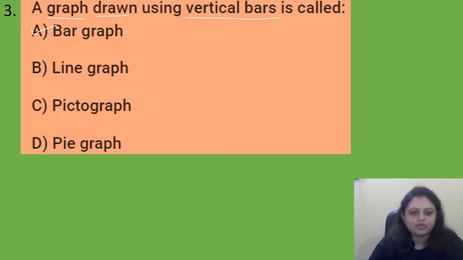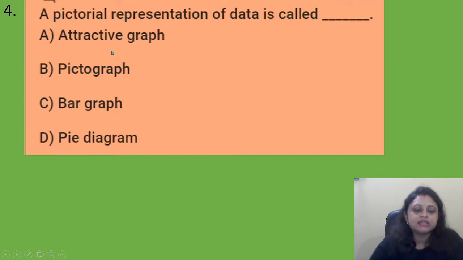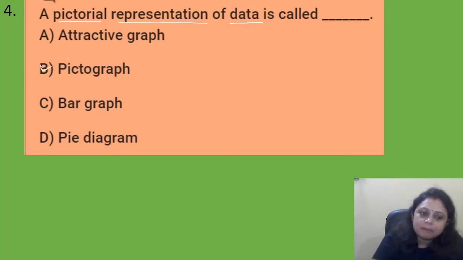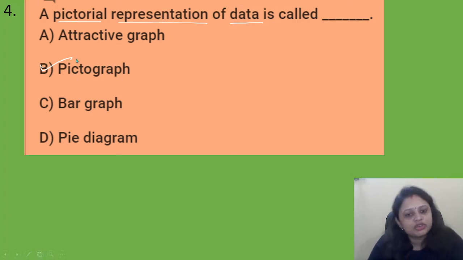Okay, coming to the next question, a pictorial representation of data is called dash. Option A, attractive graph, B, pictograph, C, bar graph, D, pie diagram. So in that question it is asked, a pictorial representation of data is called, yes, pictorial representation of data, that is the pictograph. So here the correct answer is option B, that is the pictograph.